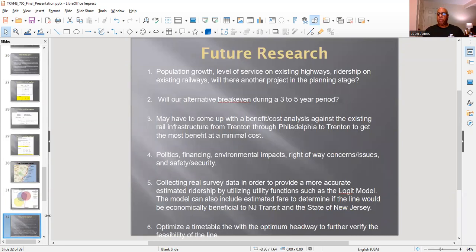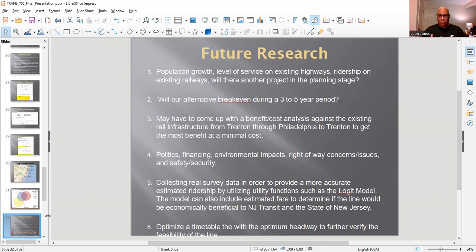Now, with all this being put together, there will be future research because of population growth, level of service on highways, ridership on existing railways. Will there be another project in the planning stage? Will our alternative break even during a 3 to 5 year period? They have to come up with a benefit cost analysis against the existing rail infrastructure from Trenton to Philadelphia to Trenton to get the most benefit at minimal cost.